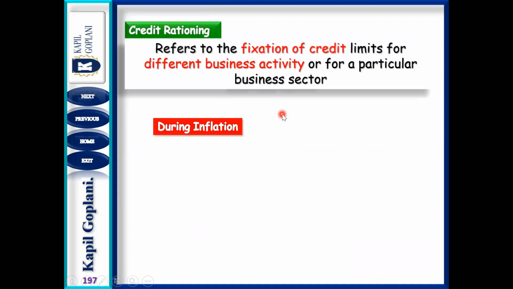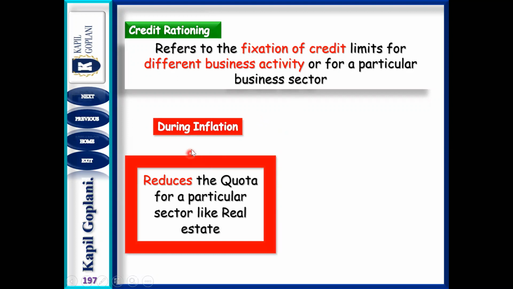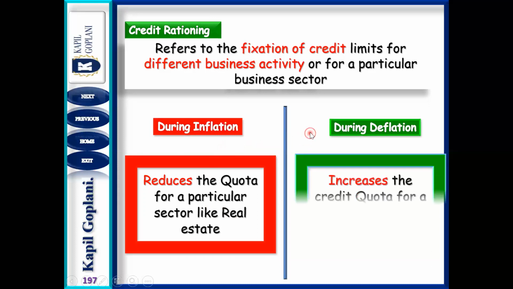Credit rationing is what? Credit rationing means fixation of credit limits for different business activities for a particular business sector. Suppose RBI fixed a quota for real estate or for other business activity, and if that quota has been fulfilled, the bank will not be able to give loans again to real estate. So in that case, during inflation, RBI reduces the quota for a particular sector, like real estate. Okay, and during deflation, RBI increases the quota.